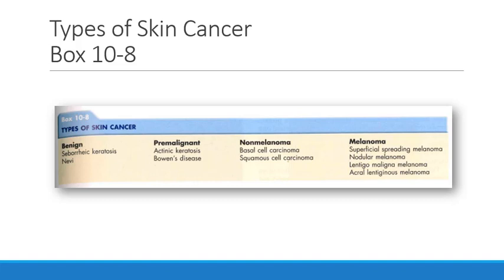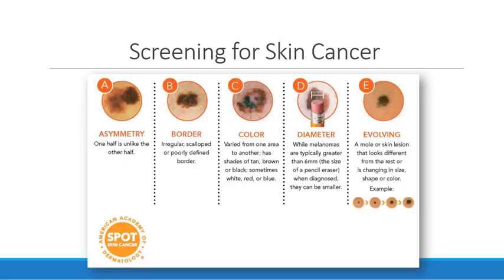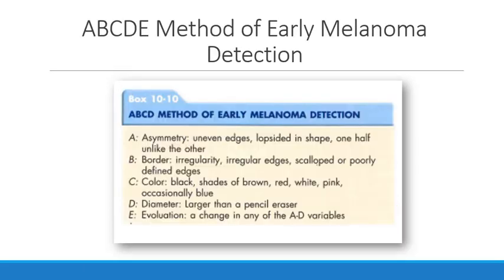Listed in box 10.8 are the types of skin cancer. We'll explore some of these in class. Screening for skin cancer follows the A, B, C, D, and E. Please feel free to read through this. We'll also discuss this in class. Here again is the A, B, C, D, E method of early melanoma detection.